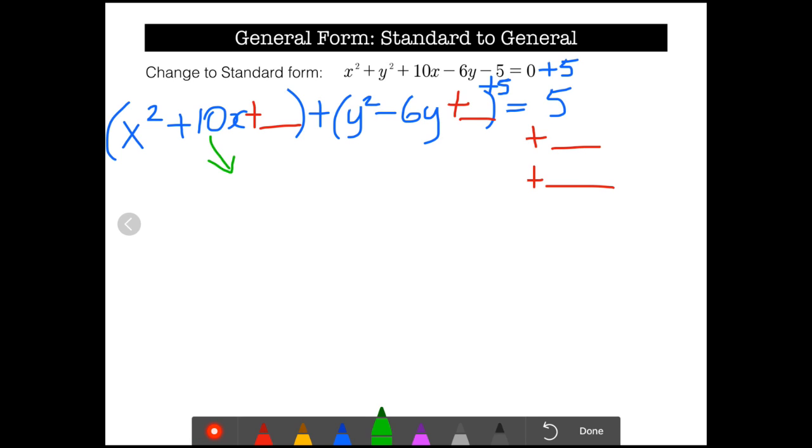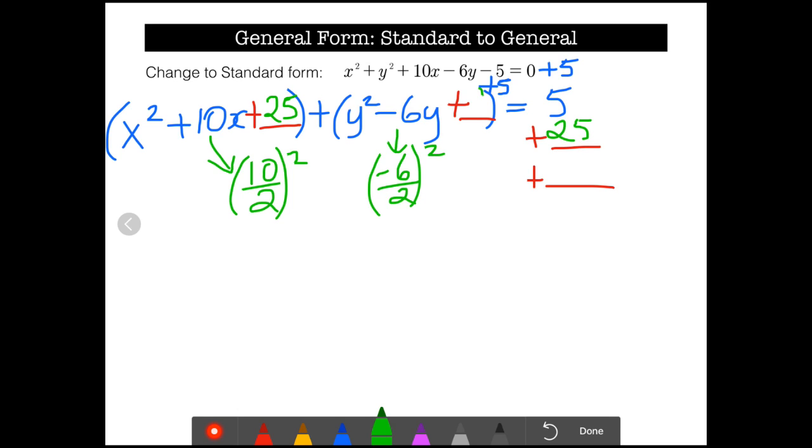So this is some side work. 10 divided by 2 and then squared, which is 25. So first one's 25, and the other one is negative 6 divided by 2 and then squared. So that is going to give us a 9. Okay, now let's go ahead and go straight into the final step.